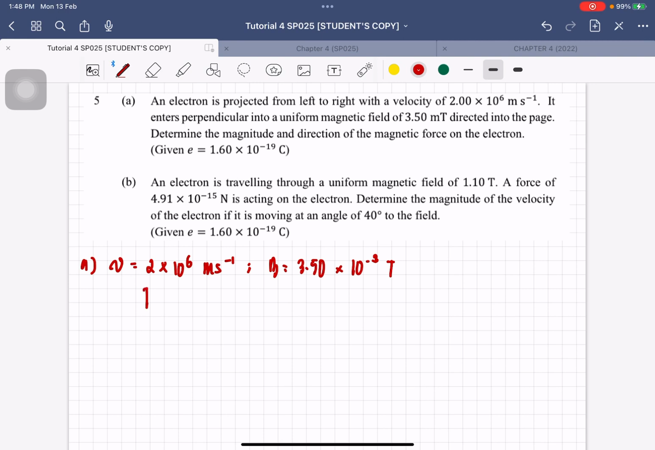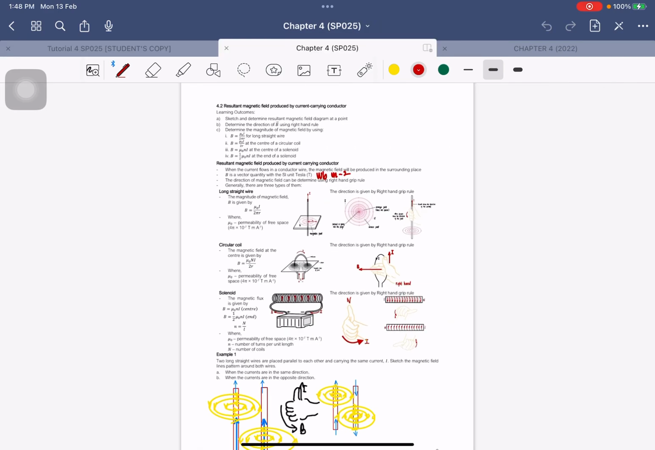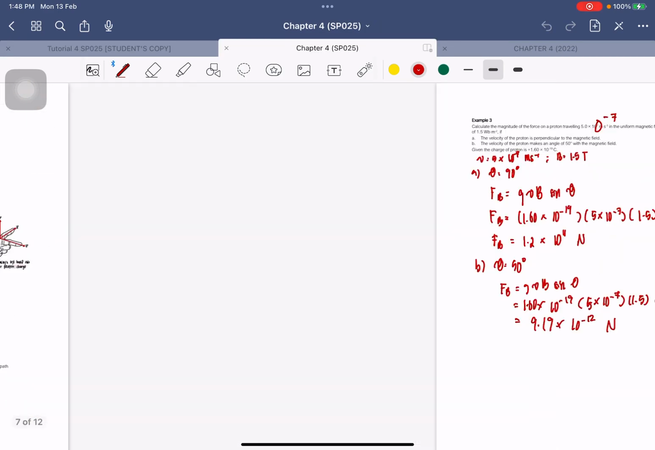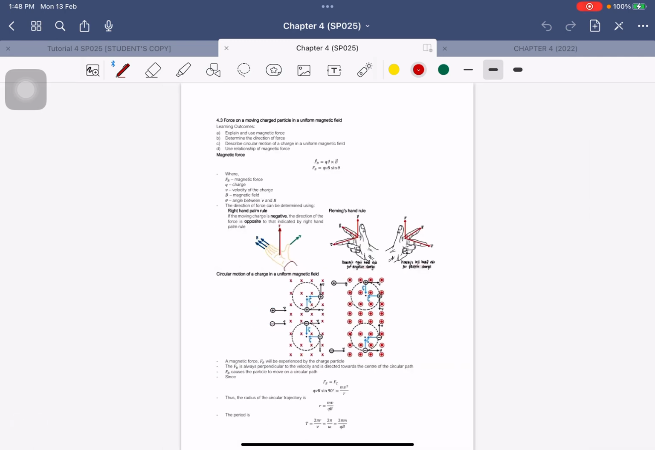So this is basically just F equal to qvB sine theta. How do you determine the direction of the magnetic force? You will be using the Fleming hand rule. Let me just double check. Electron is a negative charge, yes.